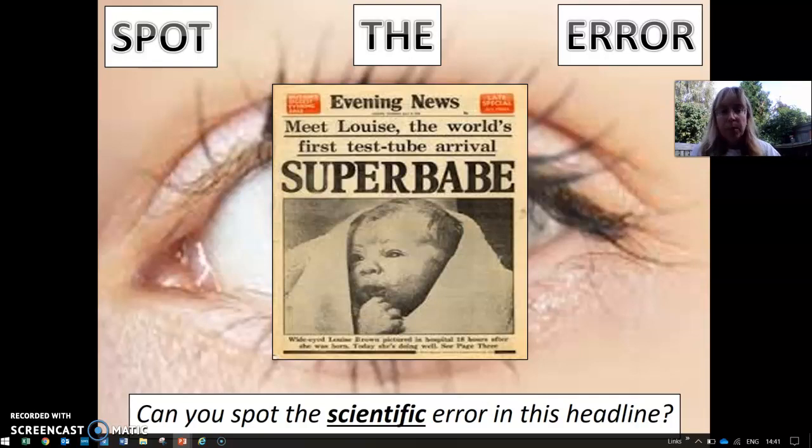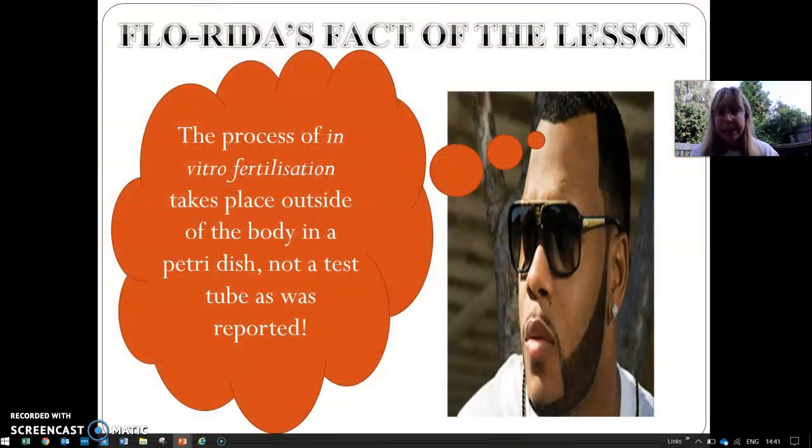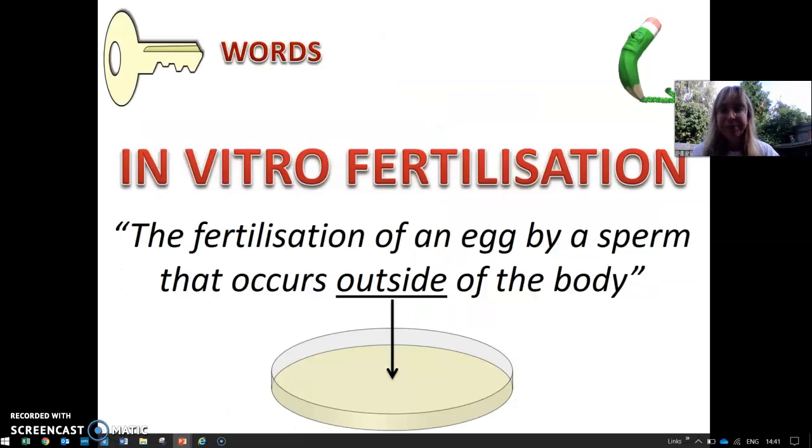Now, we very often used to refer to IVF babies as test tube babies, but actually a test tube wasn't involved at all. It actually takes place inside a petri dish. So they remove the egg from the female's ovaries, they then add some sperm from a male, and this is fertilized, in fact, inside a petri dish.